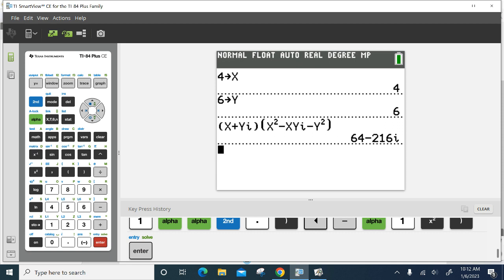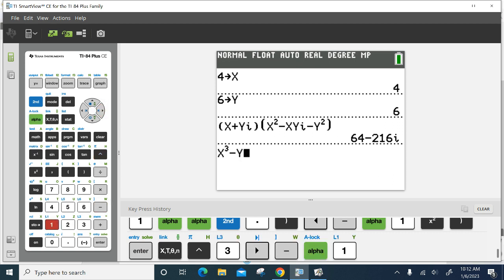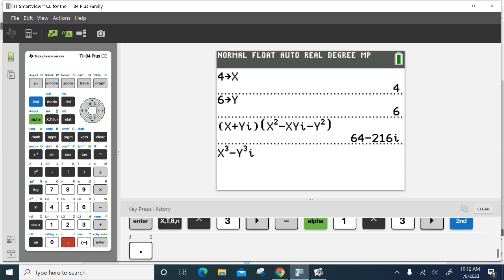So now I'm going to go through all my choices and see which one matches that. Let me just go to the actual answer, which is choice 4. Is that a Y? No, X cubed minus Y to the third, I. Let's go. And it matches. So anytime the I comes up, don't store it. Just type it in your calculator. It'll handle it. Good, Sydney? Yeah. Okay, let's go.